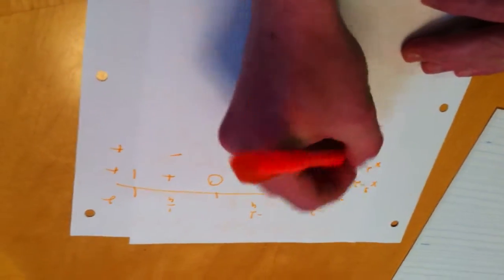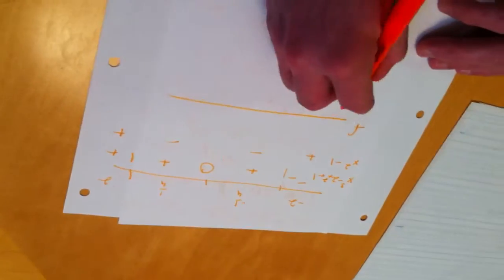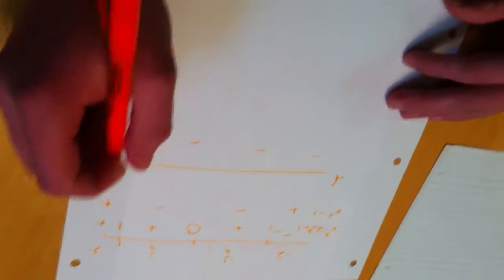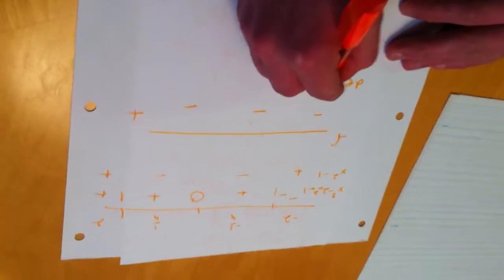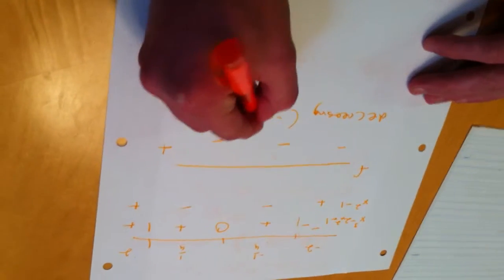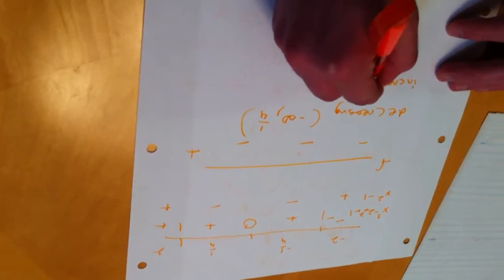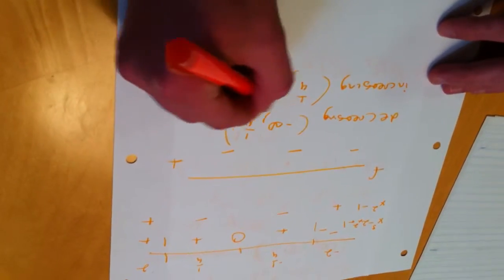So now we have to draw a line for the function. Negative times a positive gives us a negative, negative, negative, positive. So it is decreasing on the interval negative infinity to 1/4, and then it's increasing on the interval from 1/4 to positive infinity.